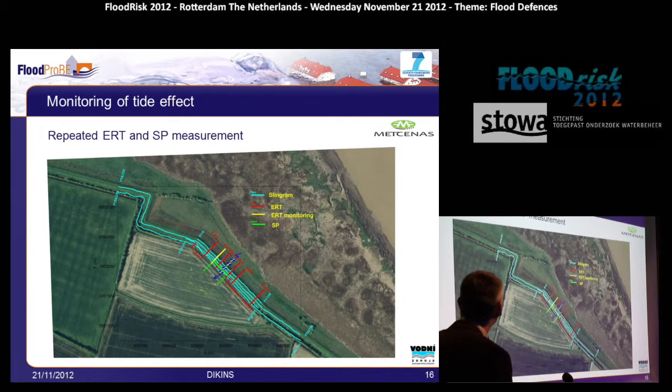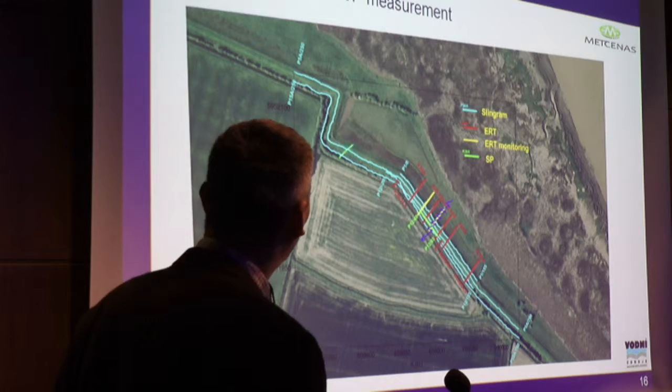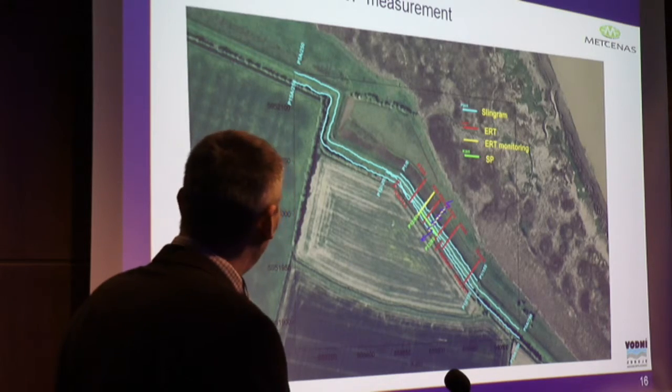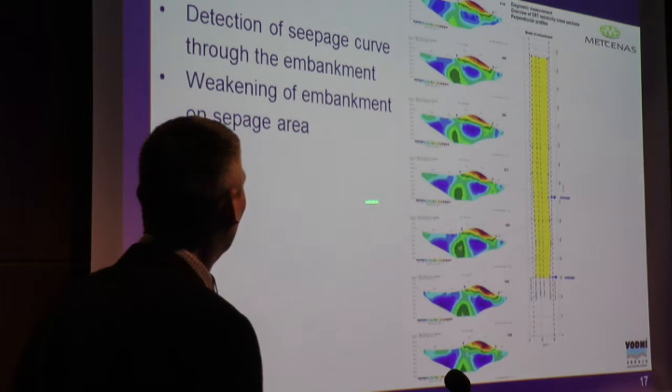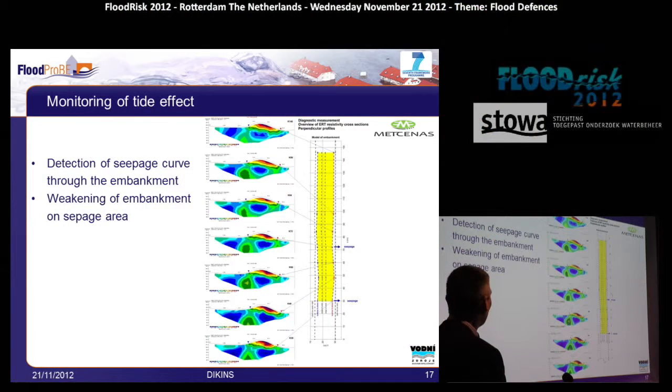The last example is short-term monitoring. We try to see the effect of tidal changes of water level. This is the system of profiles in one seepage area. On this picture, you can see different resistivity cross-sections in different positions on the embankment. This is the river side, this is the air side, and in the middle, this structure is the embankment.